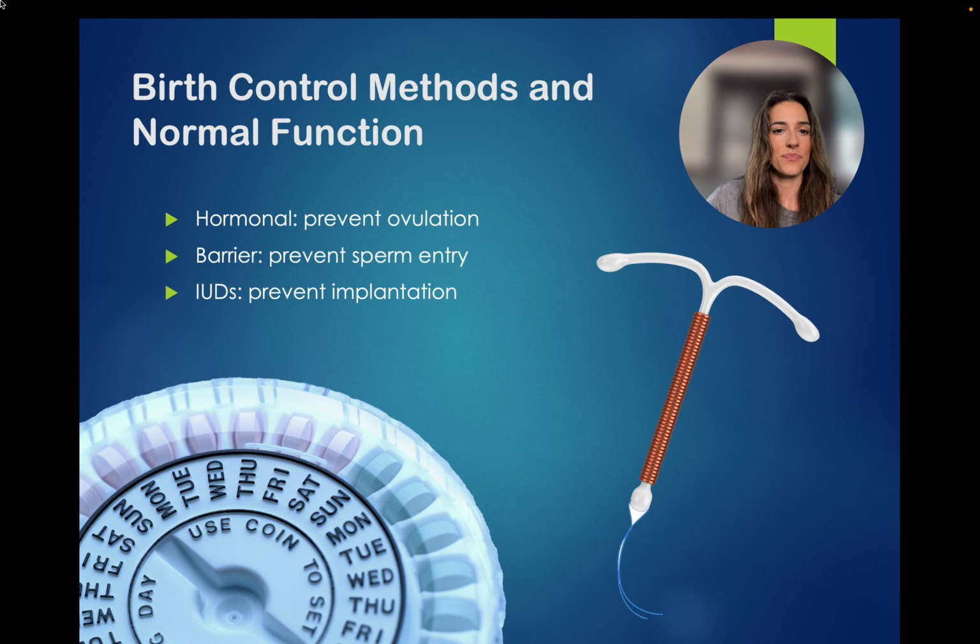IUDs work differently. Hormonal IUDs thicken cervical mucus and may stop ovulation altogether, while copper IUDs create a toxic environment for sperm and prevent implantation. These methods are effective because they act at multiple stages, preventing ovulation, blocking sperm, and altering the uterine lining.